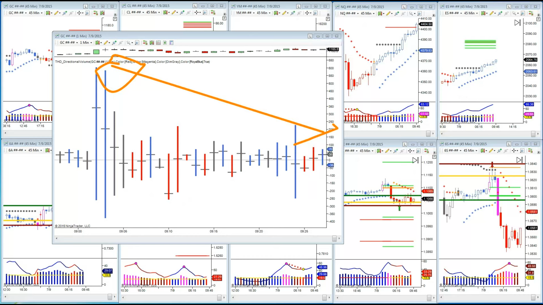Now, this is a 1 minute chart, okay? A 1 minute chart, you can't trade that. Take that same concept, put it on a 45, 180, 720, or 1440. Same concept. You can predict the next bar. Does everybody understand that?